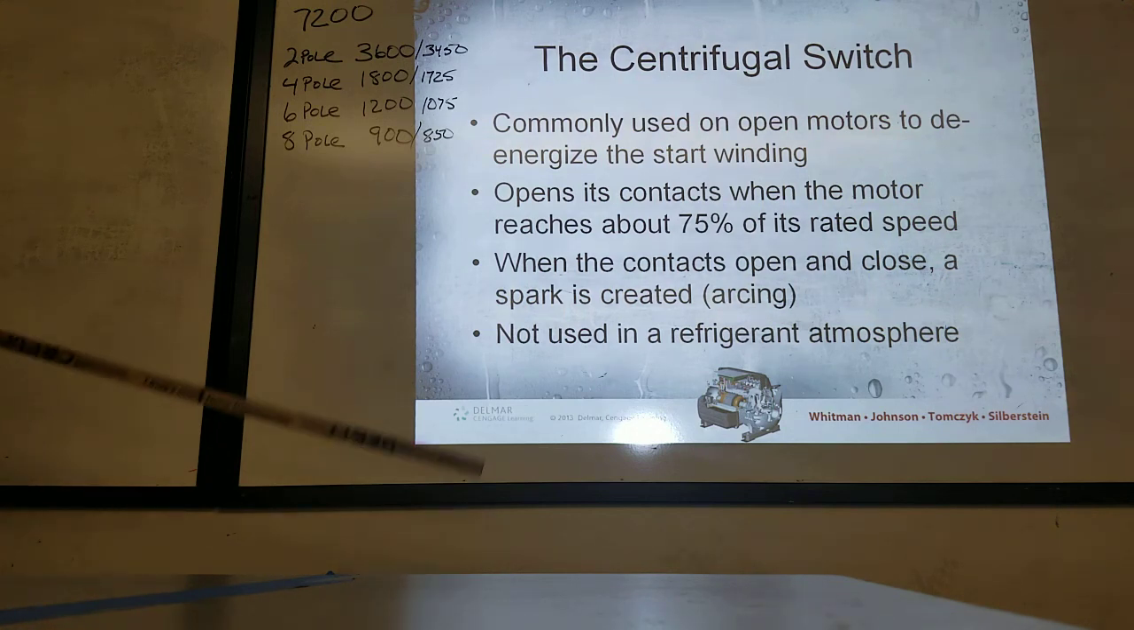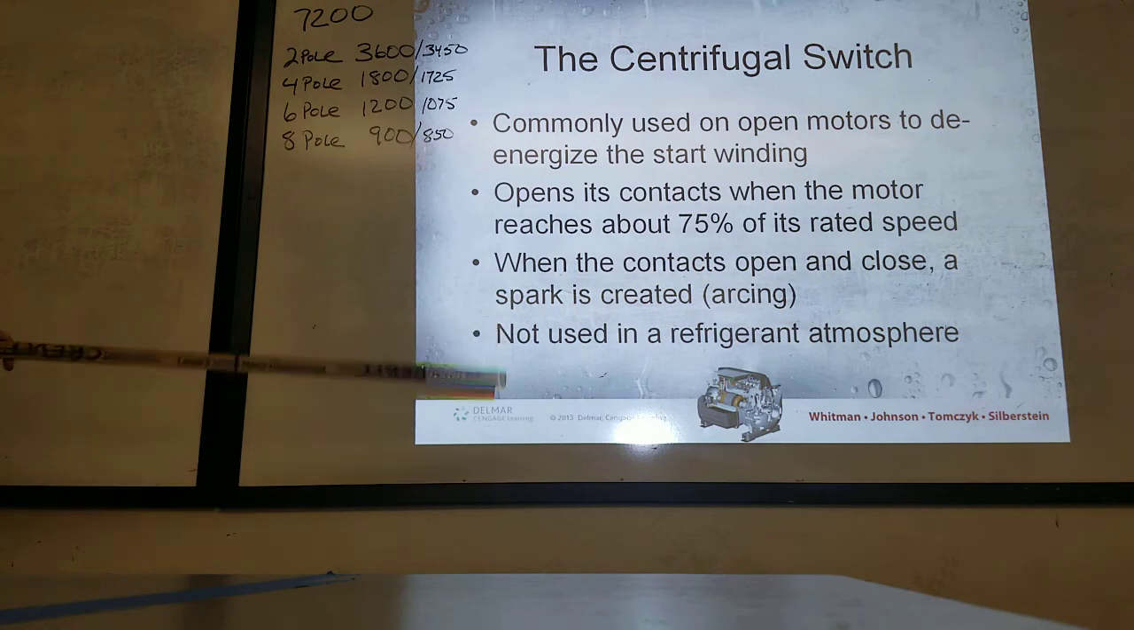Okay, so you're not going to see those in a gas station, right? Because it's a fire hazard. And it's not going to be used inside of a closed refrigerant system. Okay? Got it so far?